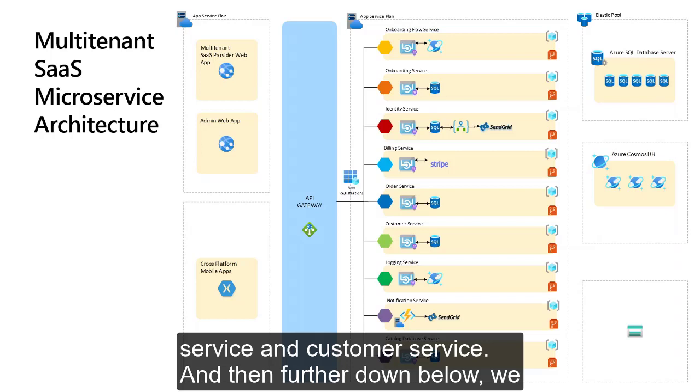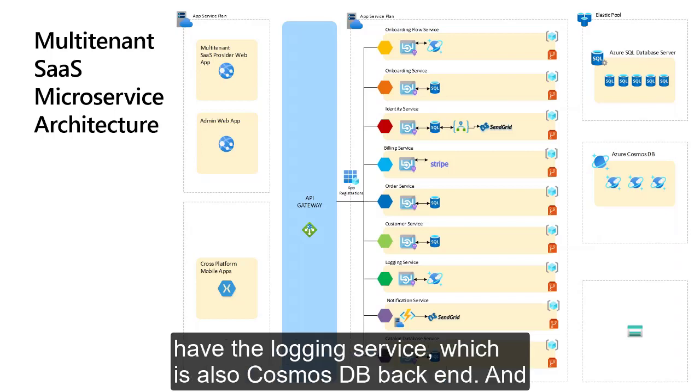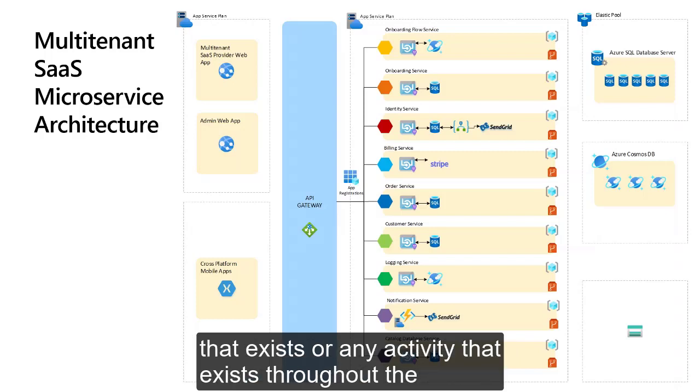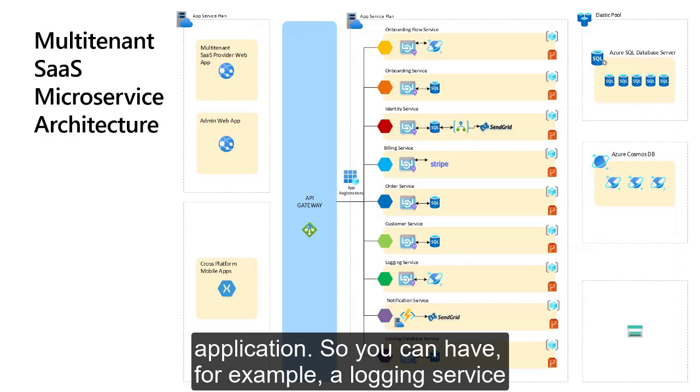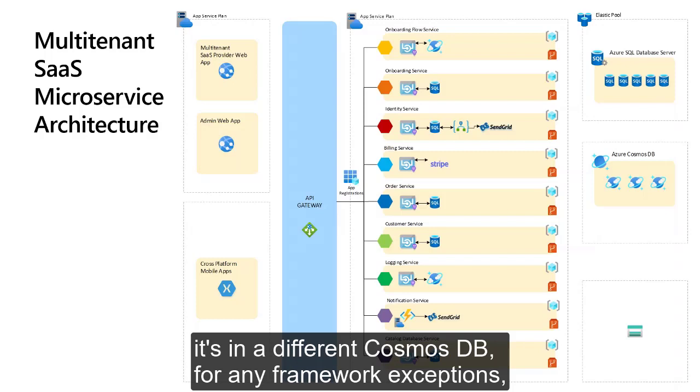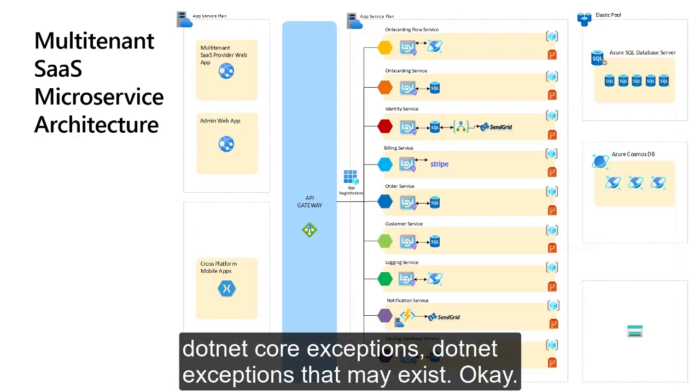And then further down below, we have the logging service, which is also a Cosmos DB backend. What that allows you to do is capture logs of any transaction or any activity that exists throughout the application. So you could have, for example, a logging service for all actions, as well as an exception log that's separate. It's in a different Cosmos DB for any framework exceptions, .NET Core exceptions, .NET exceptions that may exist.